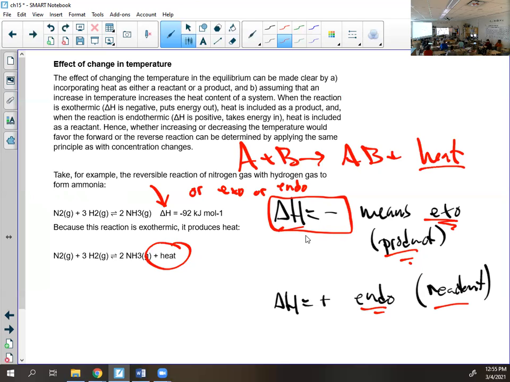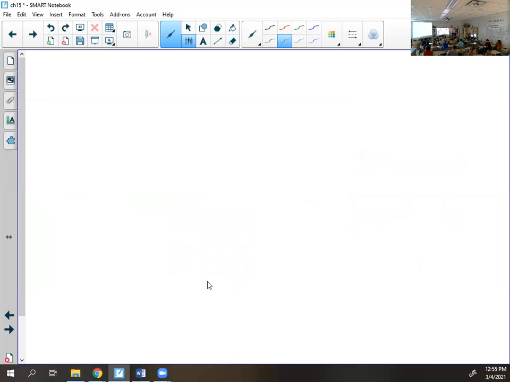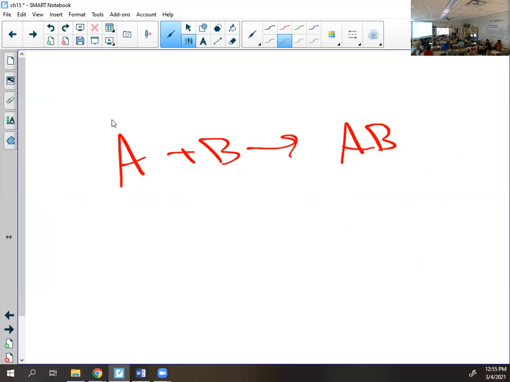Okay. B. All right. Well, let me know if he falls over. Letter B. Assuming that an increase in temperature increases the heat content of the system. So it's tricky. When we have A plus B goes to AB, when I add A, I'm just adding A. When I'm adding B, B, AB, AB.